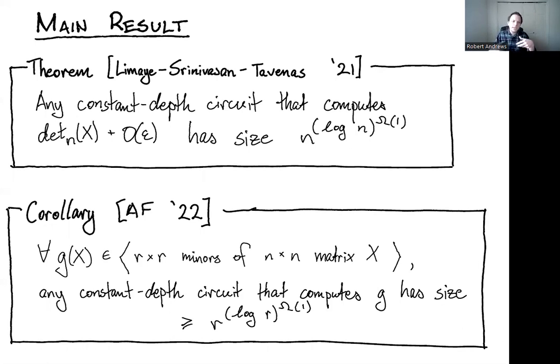We show that for any polynomial g in this ideal, of course, g has to be non-zero. Any constant depth circuit that computes g has to have size that is super polynomial in R. So we're taking their lower bound and extending it to a much, much larger family of polynomials. The lower bound quantitatively remains the same.